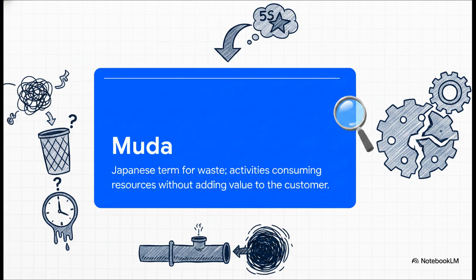Think about that for a second. Every single time you have to search for a tool, or a file is misplaced, or you're just standing there waiting for an approval because the standard isn't clear, that is muda. It's silent, it's totally invisible, and it just drains your productivity. The entire 5S system was historically developed inside the Toyota production system to violently eliminate this muda.